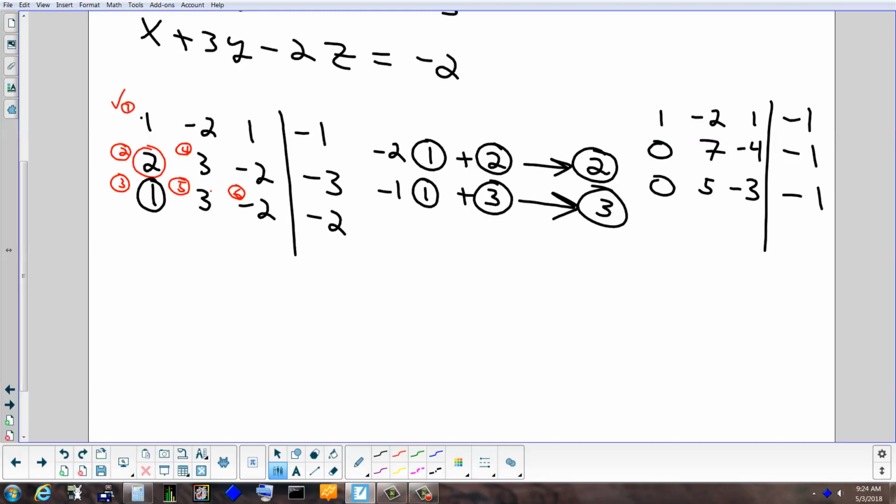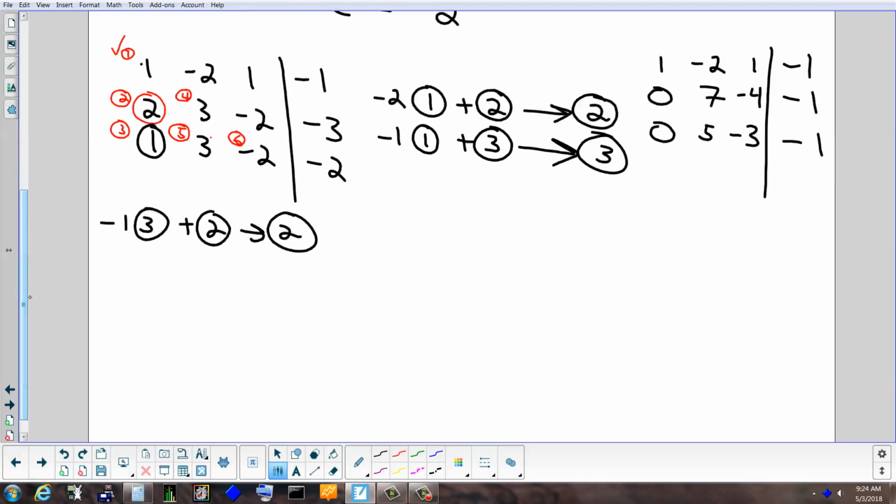All right, so let's take, first row is going to stay the same. We're going to take -1 times the third row, and we're going to add it to the second, and we'll replace what's in the second row. We'll just do that in this one step, and that's it. Right, and I'll put the calculation right below it to try to save a little space. So 1, -2, 1, -1.